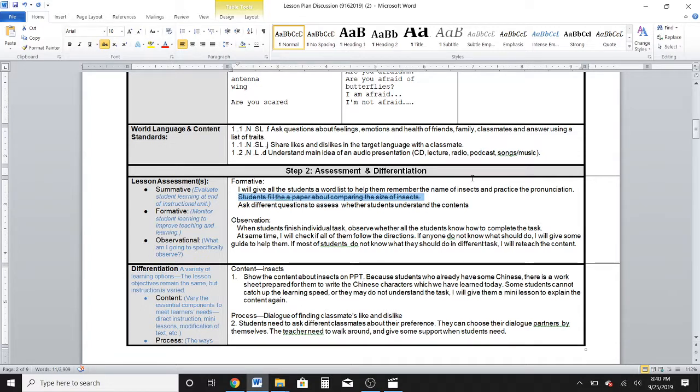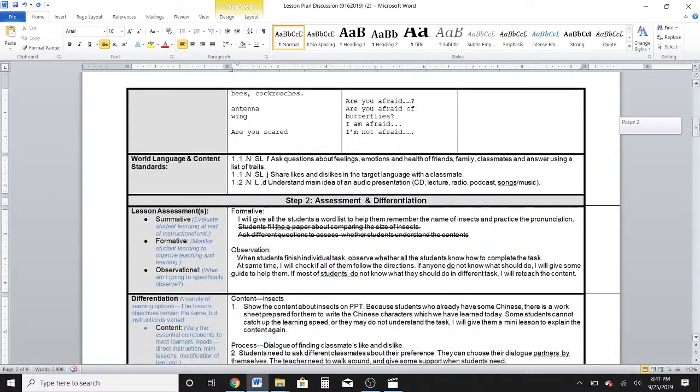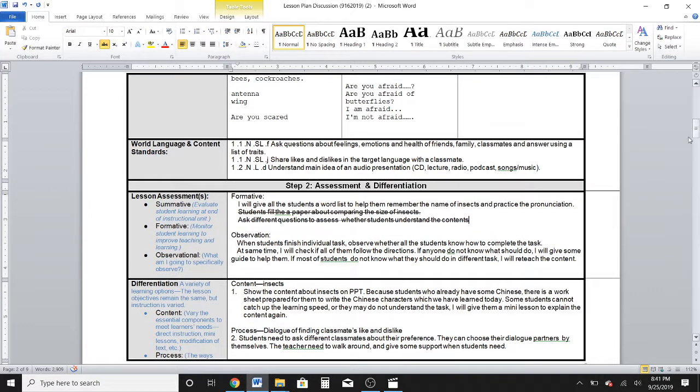Okay. Asking different questions to assess whether students understand the contents. That's too vague. So what I would tell this student to do instead is to focus on what they're doing. They're talking about helpful and harmful. That's what I would include. I want to keep looking though.